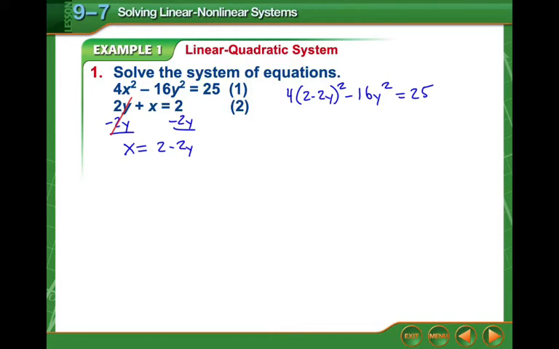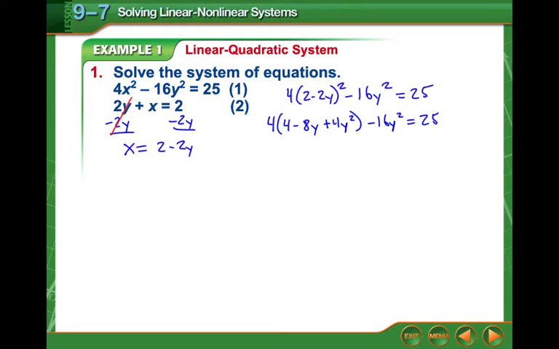So the first thing we have to do is square this binomial. And squaring binomials, remember there's that cheat. So we square the first term. 2 squared is 4. We multiply the 2 terms together. So negative 2y times 2 is negative 4y. And then we double that, so that's a negative 8y. And then we square the second term. Negative 2y squared is a positive 4y squared. And all that minus the 16y squared still equal to 25.